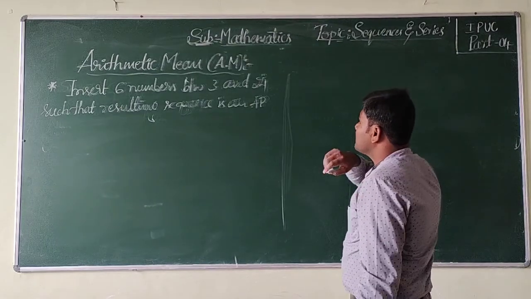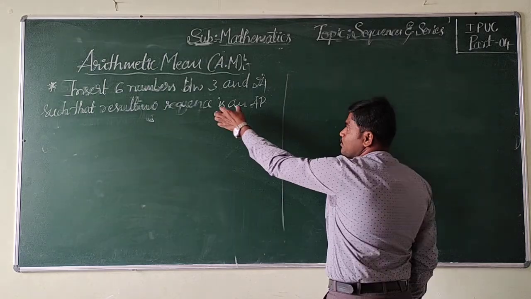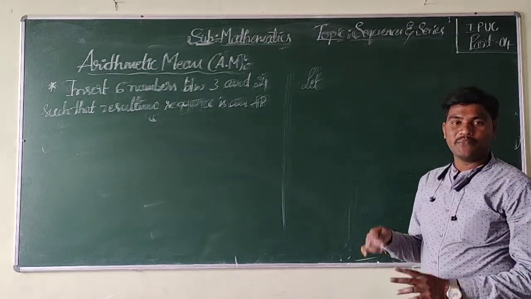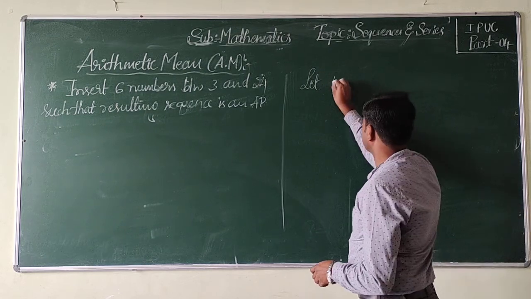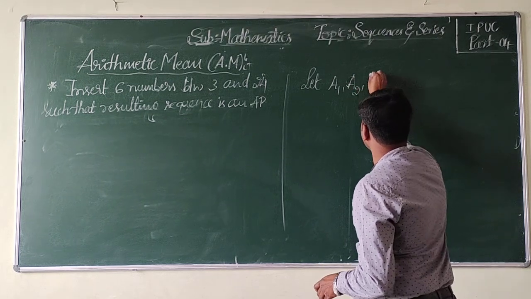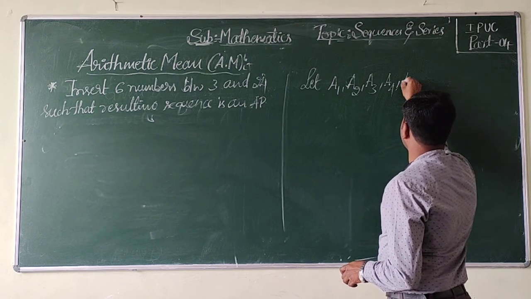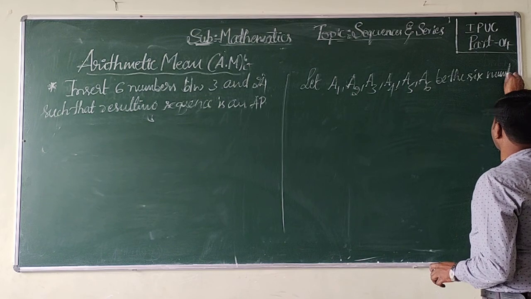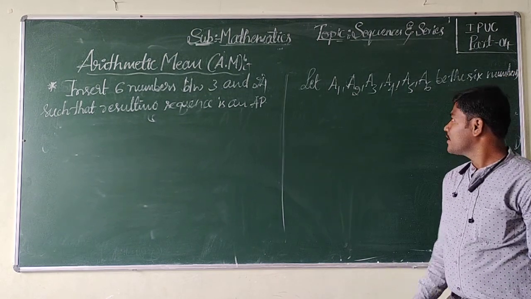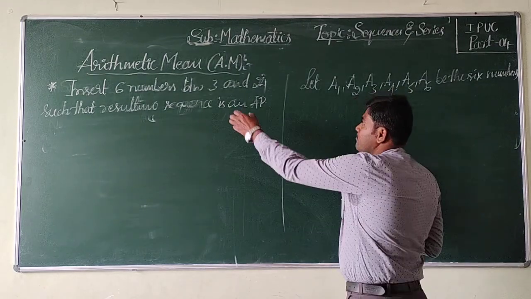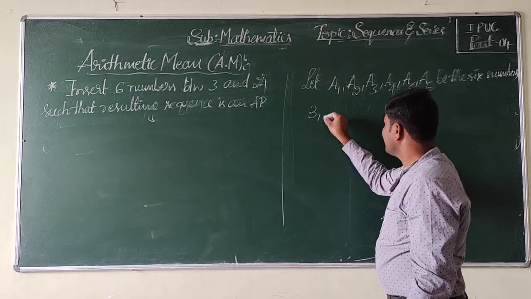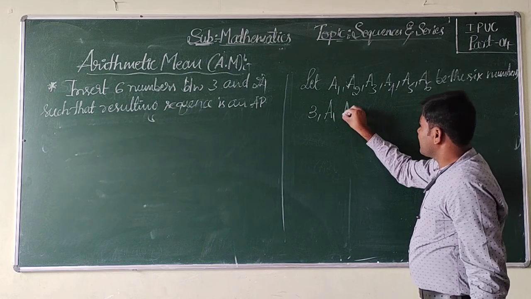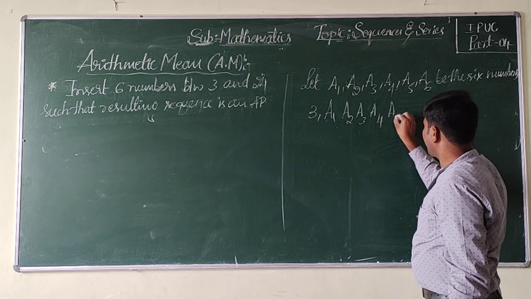Okay. Now, we have to insert 6 numbers between the given numbers, right? Between the 2 given numbers, 3 and 24. So let the 6 numbers be A1, A2, A3, A4, A5 and A6. Inserting them between 3 and 24, the sequence is 3, A1, A2, A3, A4, A5, A6, 24.